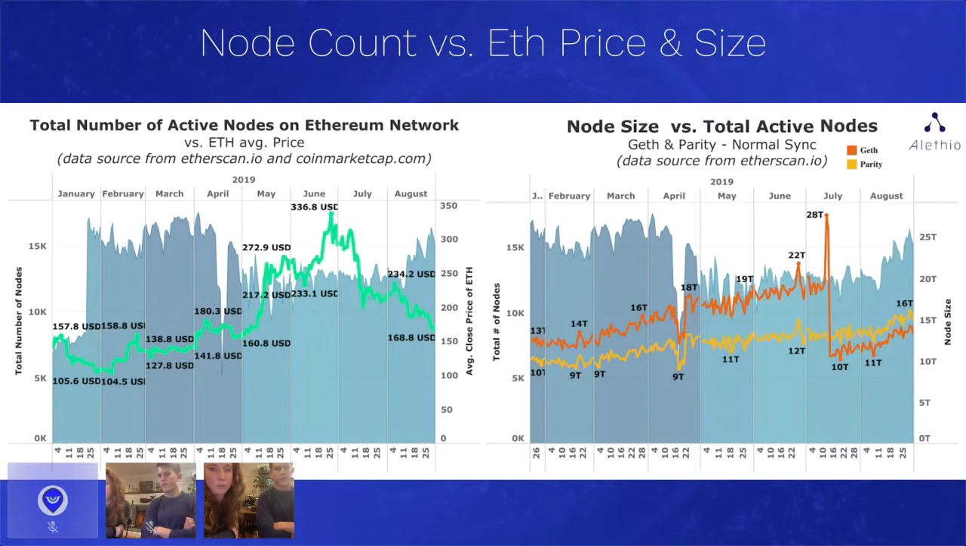It seems reasonable to assume that as the default node size gets bigger, it gets more expensive and takes more energy to keep a node running and to keep it synced. So maybe fewer people are choosing to do so. And it looks like that's the case if we look at the graph on the right, or at least there's a clearer correlation than there is with the price of ETH.